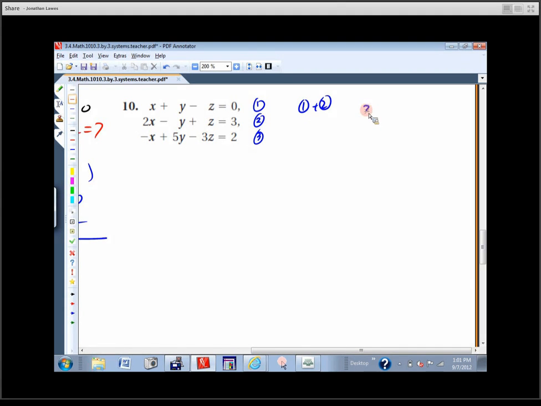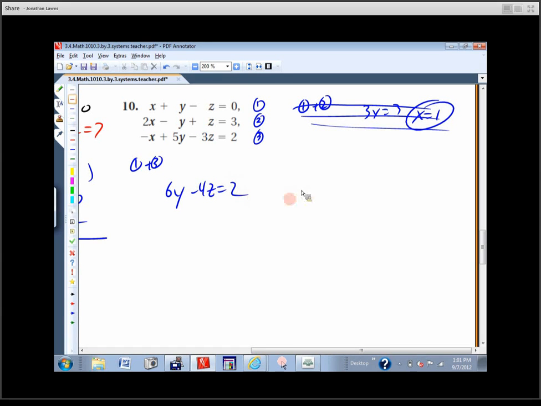Because we already did one like what would happen here. So on this one, if we did that, we'd get 3x equals 3. So immediately you know x is equal to 1. Right? Okay. Let's eliminate a different variable. Okay? So let's ignore that stuff right there. Let's eliminate an x. I'm going to take 1 and 3 and add them together. That's going to give me no x's. That's going to give me 6y's minus 4z and a 2.